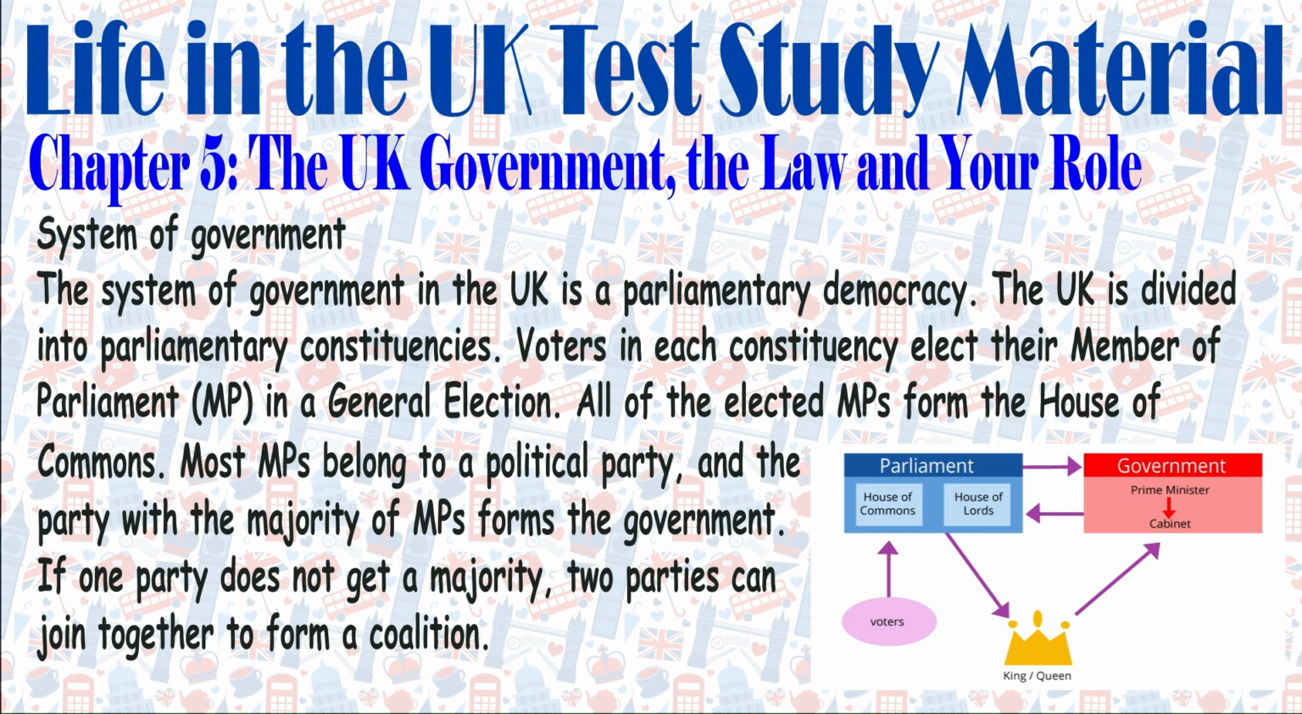System of government. The system of government in the UK is a parliamentary democracy. The UK is divided into parliamentary constituencies. Voters in each constituency elect their Member of Parliament, MP, in a general election. All of the elected MPs form the House of Commons. Most MPs belong to a political party, and the party with the majority of MPs forms the government. If one party does not get a majority, two parties can join together to form a coalition.